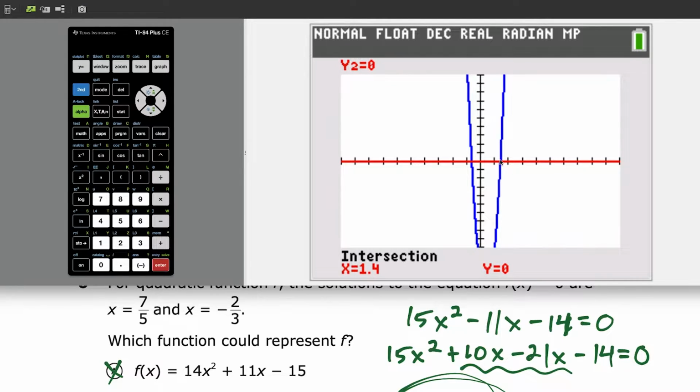Okay, so we can use the calculator and not do any of this algebra, but it is an algebra test, so I did want to show an algebraic solution.